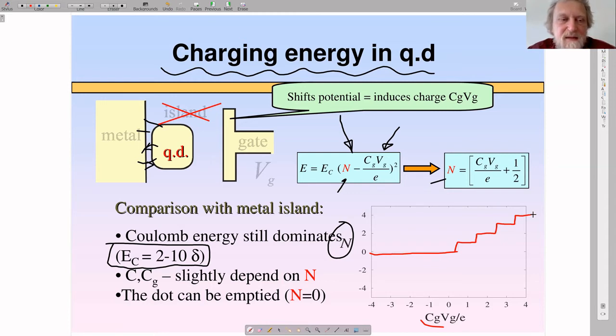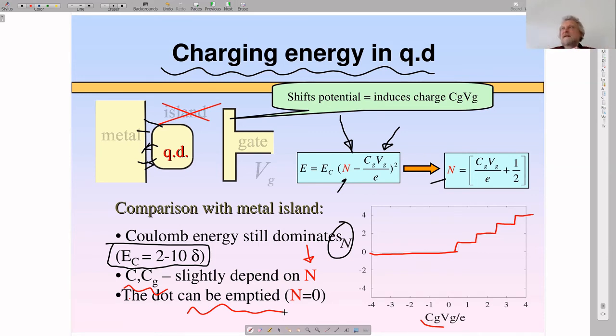Capacitances between the quantum dot and the metal, and between the quantum dot and the gate, actually slightly depend on the number of charges, because when you put more charges in the dot, it also tends to become bigger. Bigger size means bigger capacitance, but usually one can neglect this effect. And the dot can be emptied, in distinction from a metal island, which is impossible to empty by any physical means. If there are too many electrons in the dot, there are few, it can be emptied. Otherwise it's simple Coulomb blockade physics.